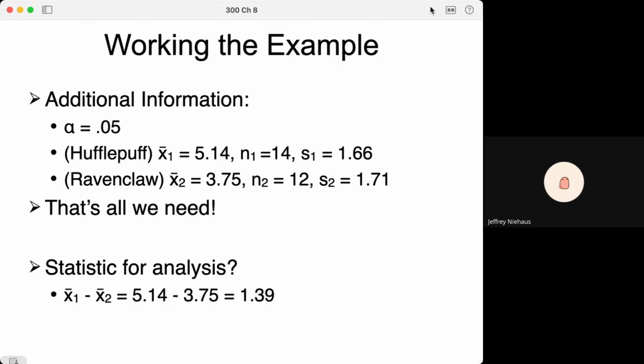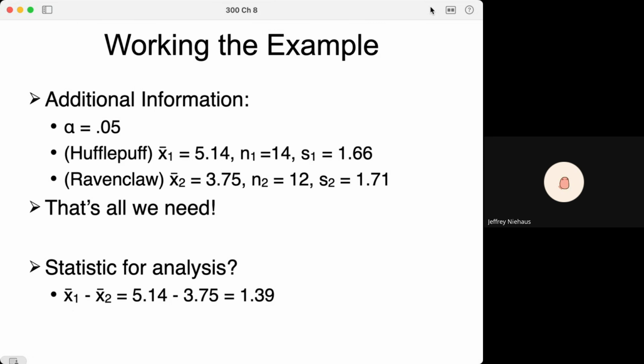For the Ravenclaws, they averaged slightly fewer snogging partners at 3.75. There were 12 of them, and the standard deviation among those 12 Ravenclaws was 1.71. Now, I said that was slightly less, but I don't know that for sure because we haven't done the test to see if 3.75 and 5.14 are statistically significantly different. Here's our statistic for analysis, though.